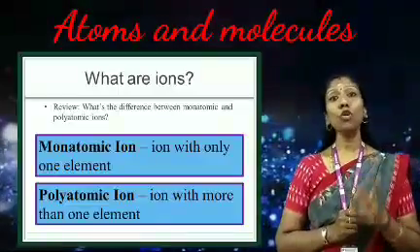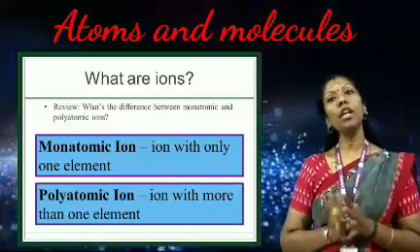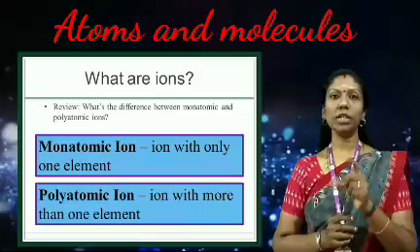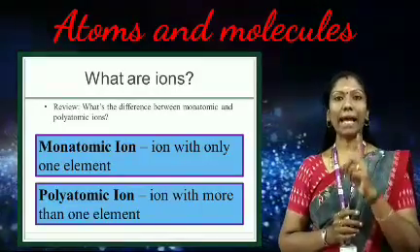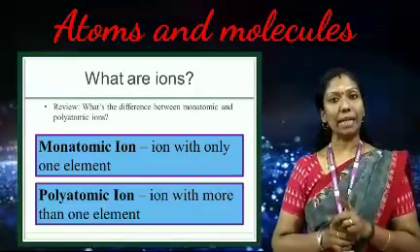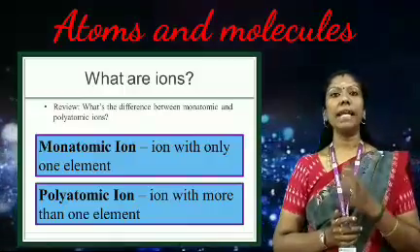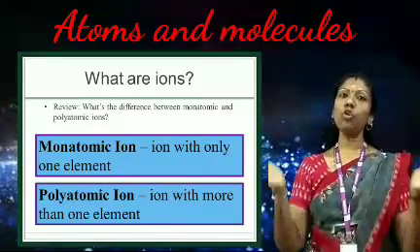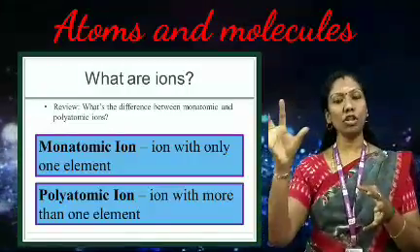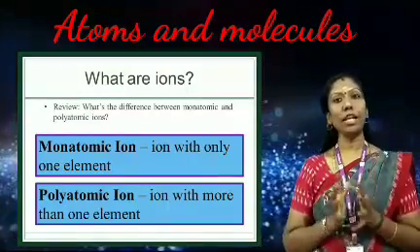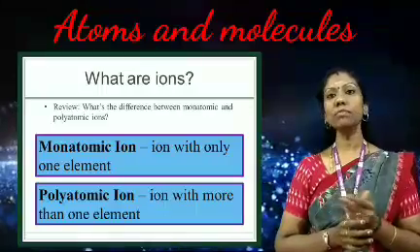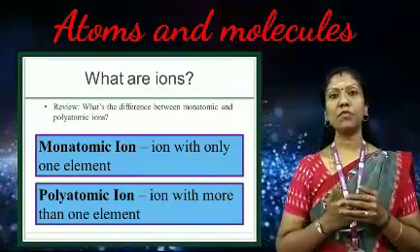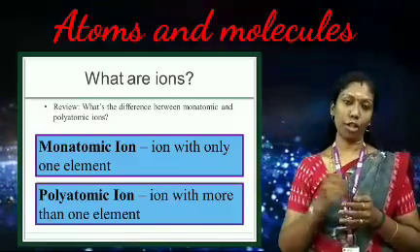Now what is a monoatomic ion and what is a polyatomic ion? Monoatomic: mono means one, atomic is atom. So when only one atom of any one element carries a charge, it is a monoatomic ion. A polyatomic ion is when a group of atoms carries an overall charge. There is a tabular column given in chapter 3, Atoms and Molecules. You can refer to the examples for monoatomic ion and polyatomic ion.